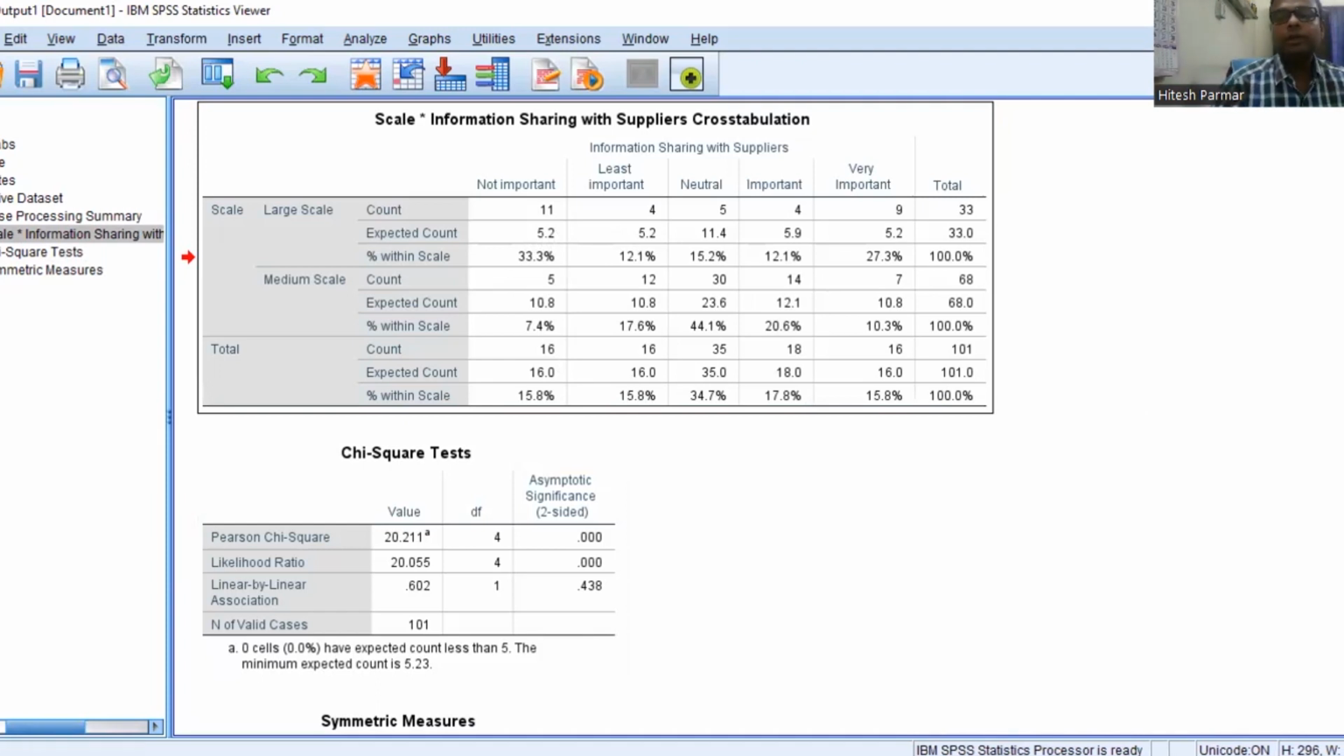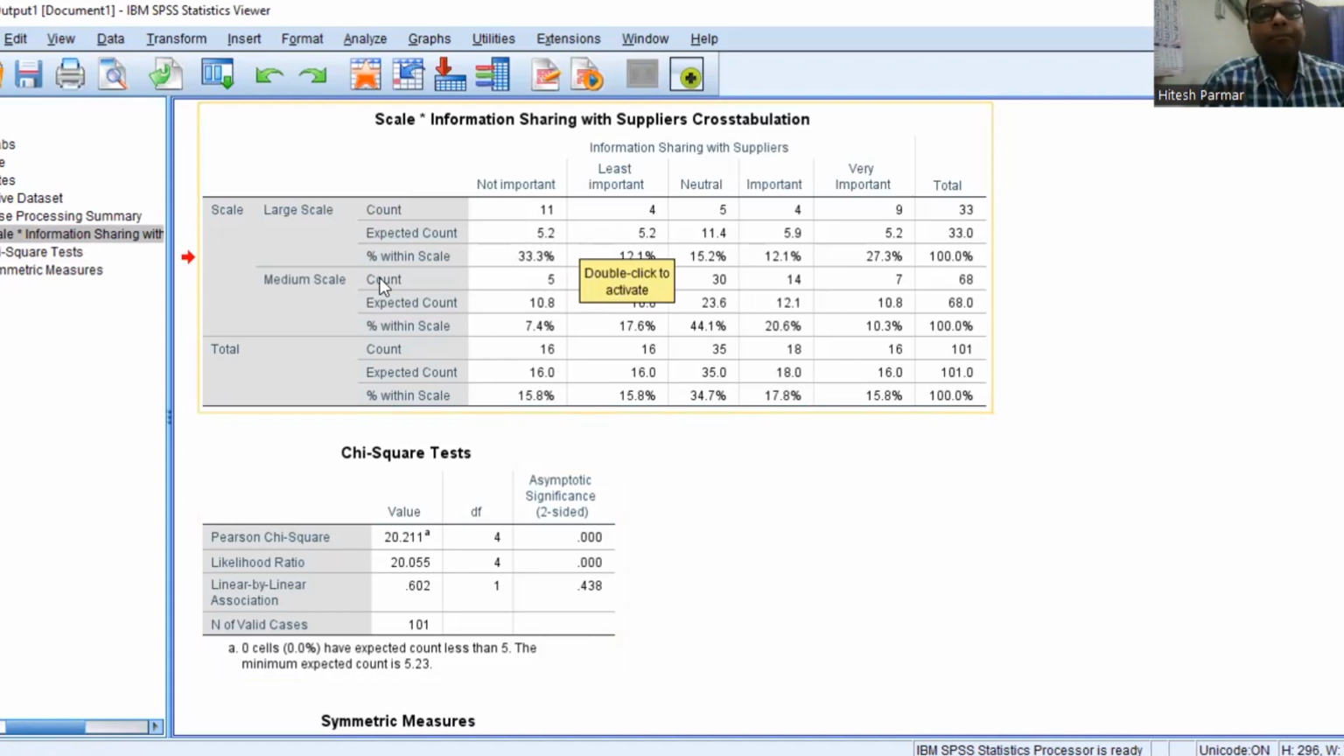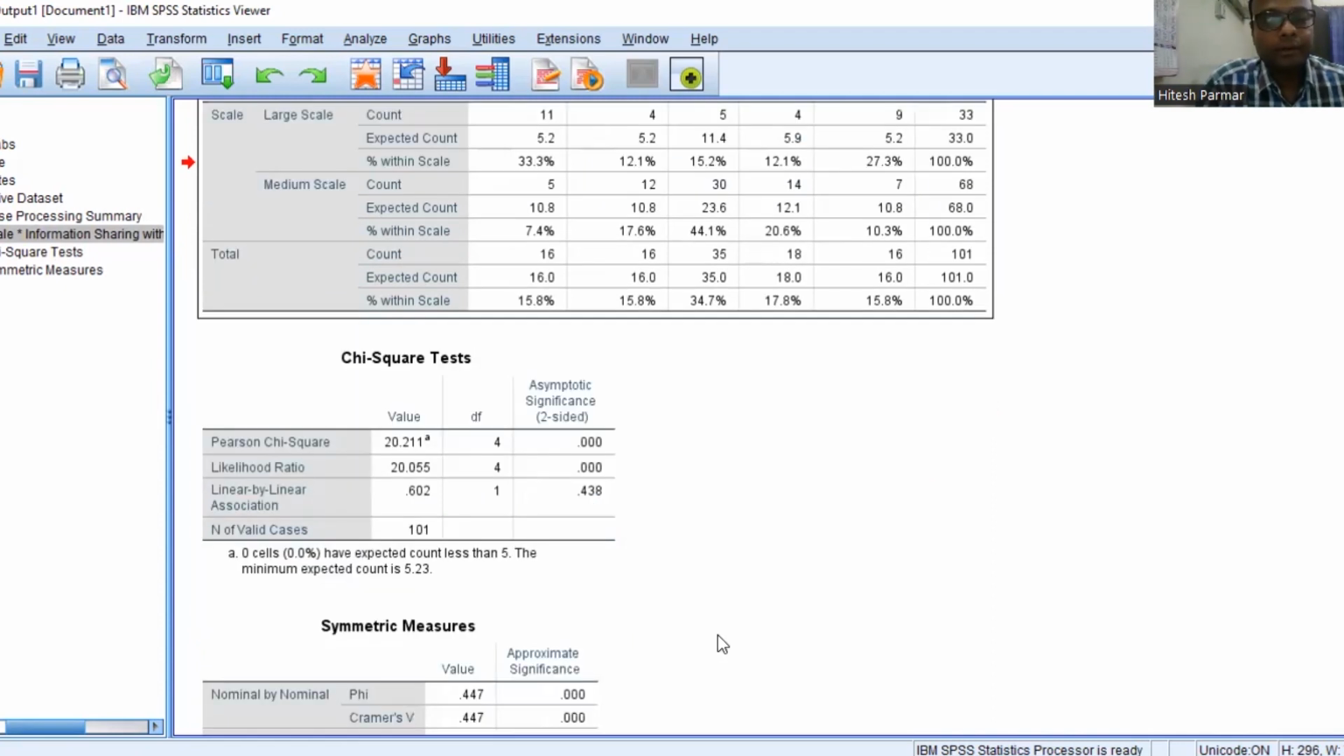Similarly, percentage also you can calculate. These percentages are within the scale, which means it is the row percentage. Right? It is the row percentage. Row percentage means if 11 is the count for not important, then as compared to 33, what is the percentage of 11? It is 33.3%. As compared to 33, what is the percentage of 4? 12.1, like this. So this is how the percentages are calculated.